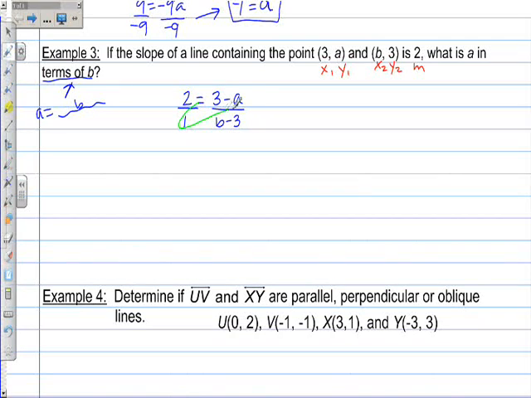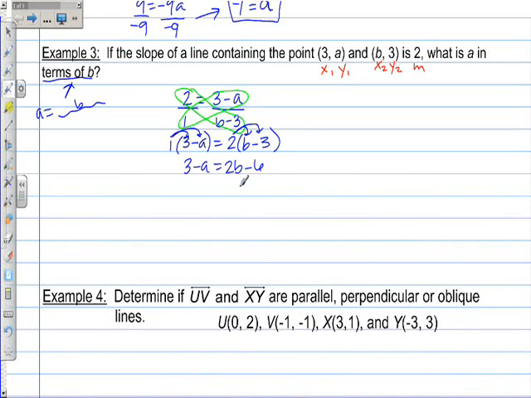So I would cross multiply 1 times 3 minus a, which is just going to be 3 minus a, equals 2 times b minus 3. And you end up distributing 1 times anything as itself, so you end up with just 3 minus a equals 2 times b is 2b, 2 times negative 3 is minus 6.